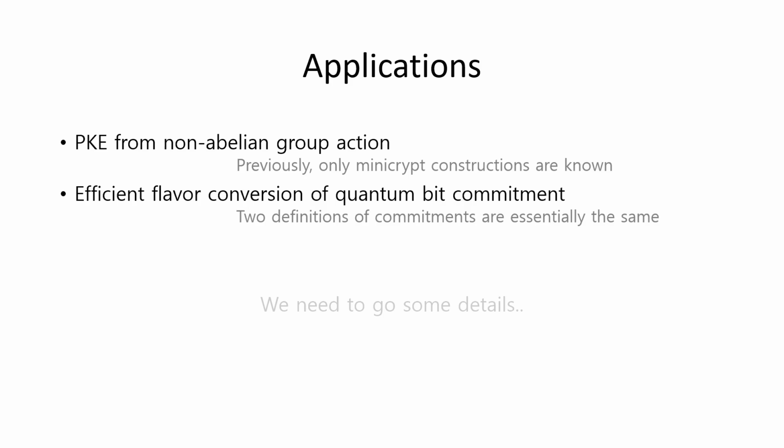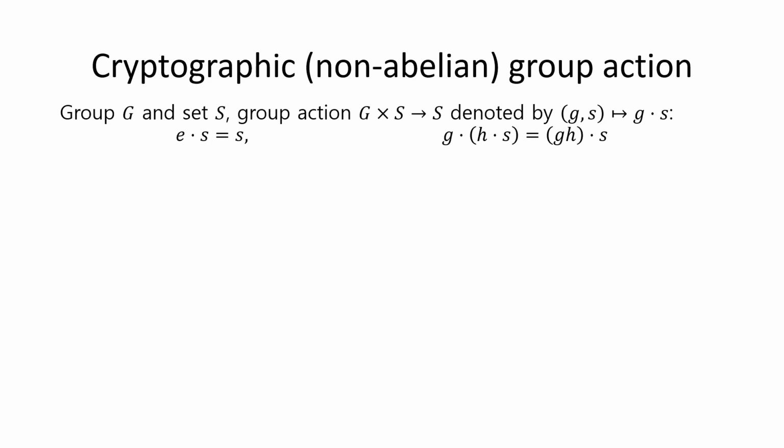Now we are going to cryptography, but we need to go into some details. A non-abelian group action is defined for a group G and a set S, and it satisfies two conditions. For the identity element of the group, it acts as the identity map, and it satisfies g(hx) equal to (gh)x.